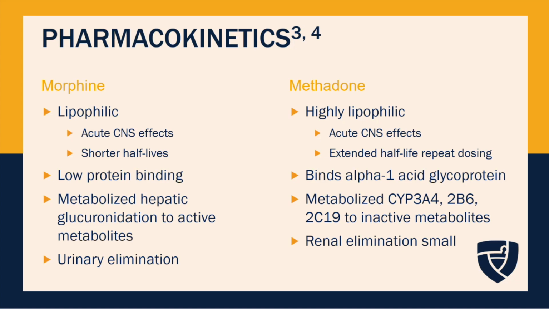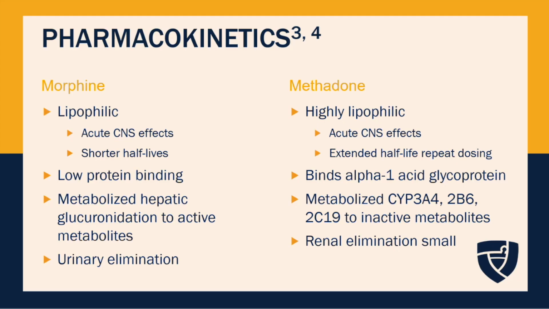Morphine generally has low protein binding, while methadone binds to a unique protein we don't hear too much about, alpha-1 acid glycoprotein. These levels differ quite a bit in patients. So some patients have a lot of binding to this protein, and some patients have very little. And this can impact the patient's pain relief from methadone.